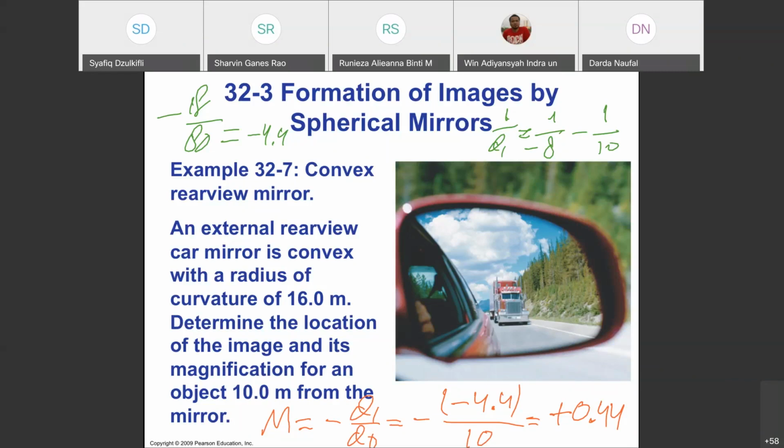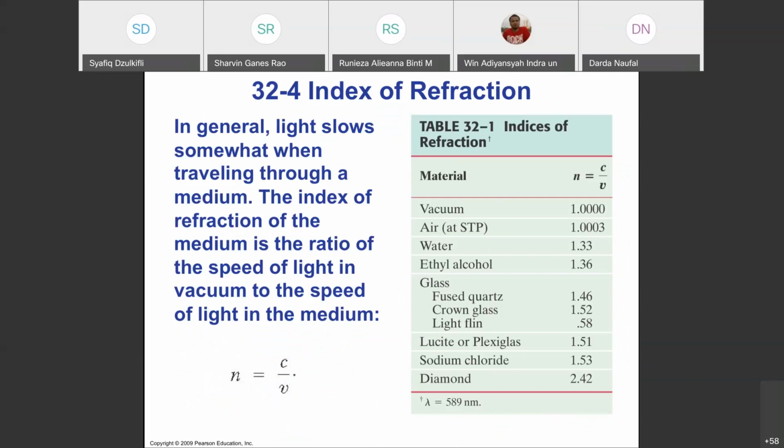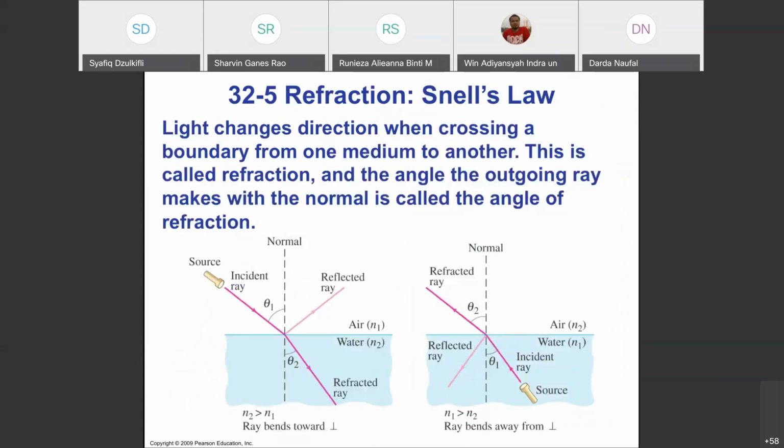Okay. We go to the next one. Refraction. Just now it's all about reflection. Now refraction. What is refraction? Let me show you. This is refraction, when light coming from one medium goes to a different medium, right? This is reflected, just now. But there's also the one that we call refracted, which goes inside the medium. Light changes direction when crossing the boundary from one medium to another. This is called refraction. The angle of the outgoing ray with the normal is called the angle of refraction.